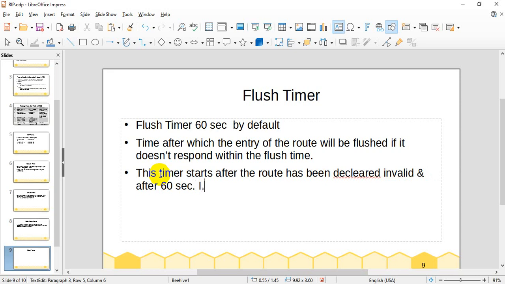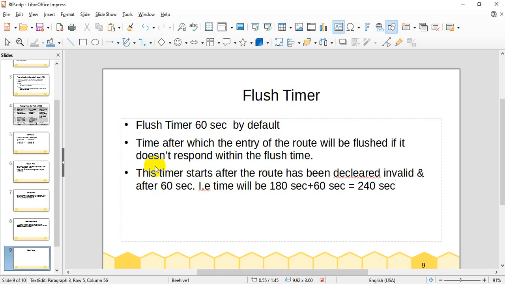What does it mean? It means that the time will be 180 seconds. That 180 seconds is the invalid time. Okay, the invalid timer is 180 seconds, and the default value of the flush timer is 60 seconds, and it will be 240 seconds. So that's why the flush timer total value is 240 seconds.